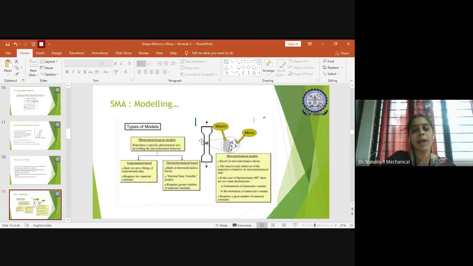So in the next class, we have to speak about experimental phenomenological steps. This is just a diagram of how it looks for a phenomenological model, but in your syllabus you have a phenomenological experimentation route to synthesize shape memory alloys. All those things we'll be covering in the next class.